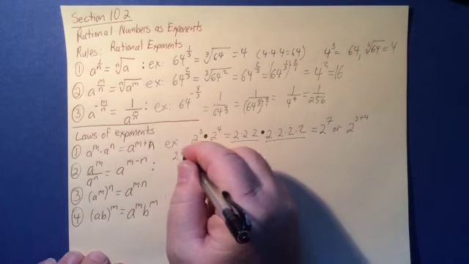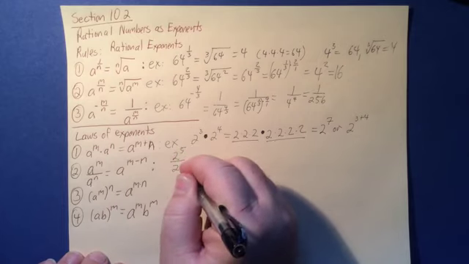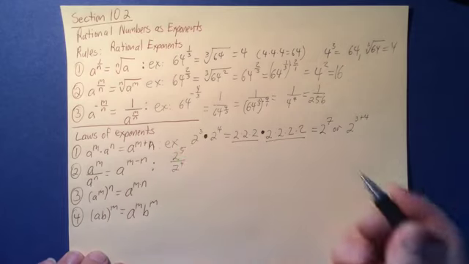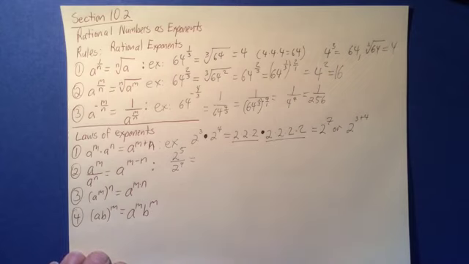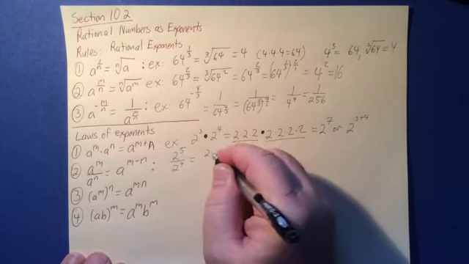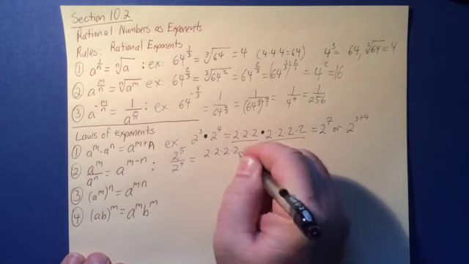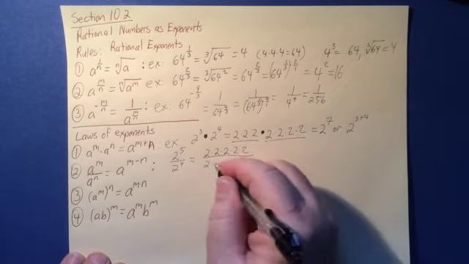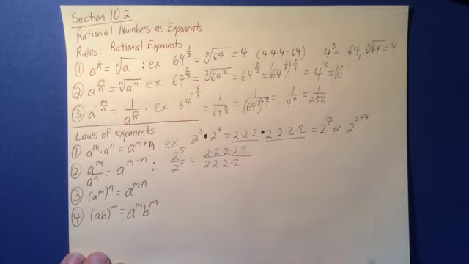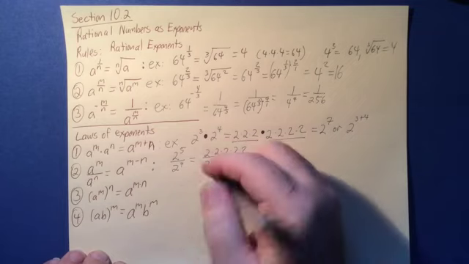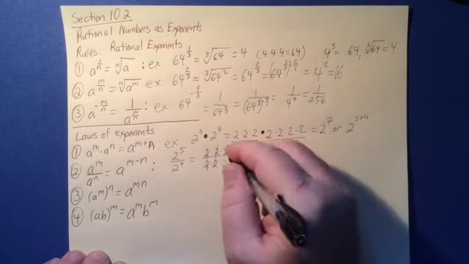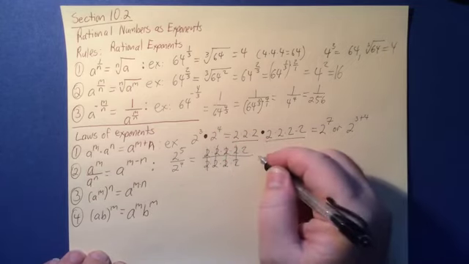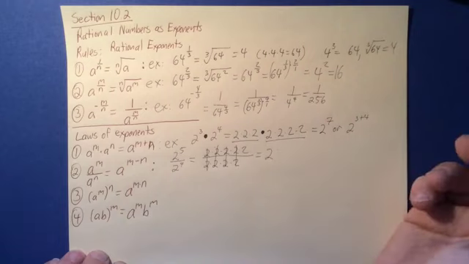So let's say I have 2 to the fifth divided by 2 to the fourth. Well, what this looks like algebraically is 2 times 2 times 2 times 2 times 2 on the top. On the bottom I have 2 times 2 times 2 times 2. And after the work that we've done in Chapter 7 on reducing, we should see here that we'll have a bunch of reduction, leaving me with just 2.